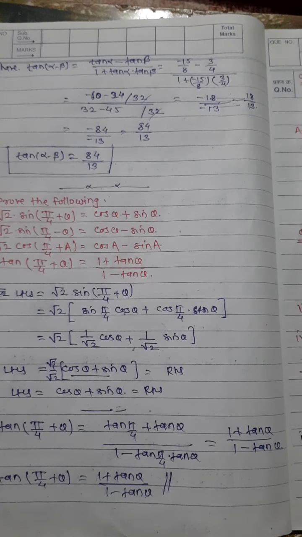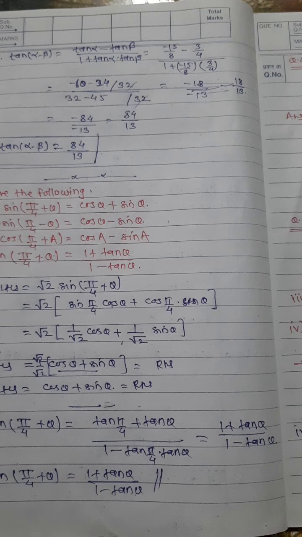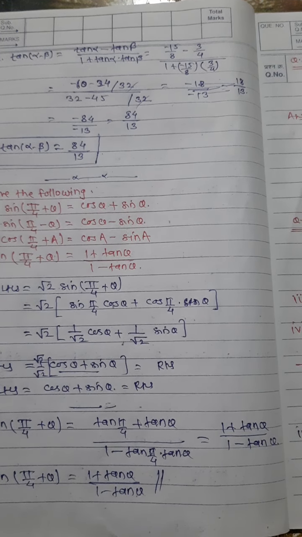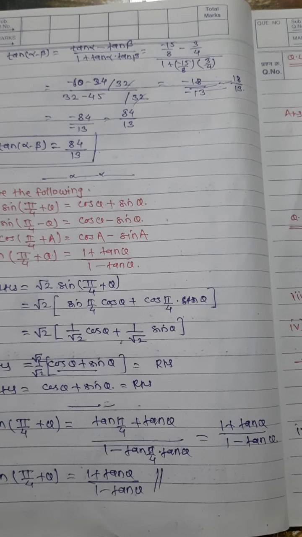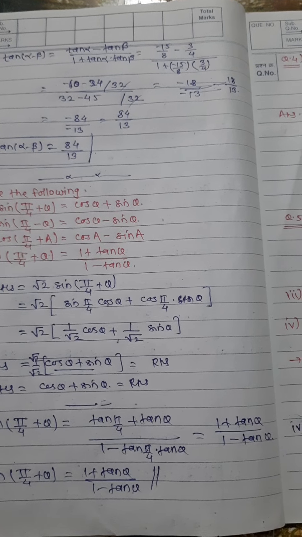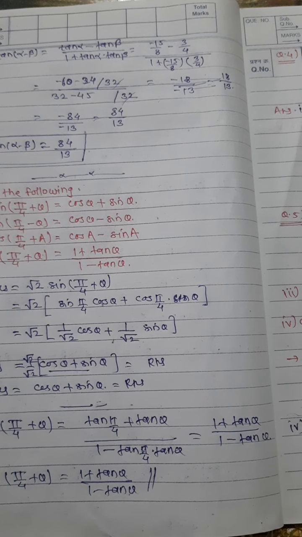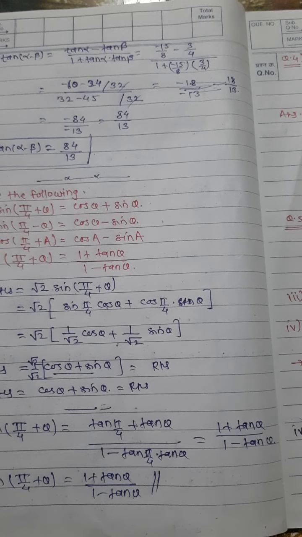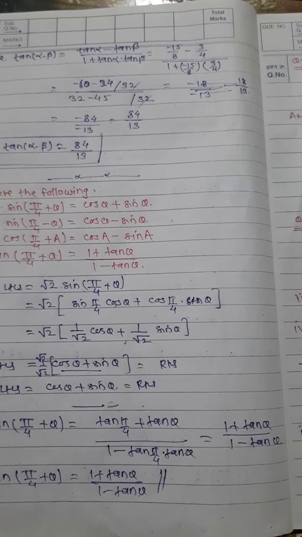So simplify this. We get here 60 minus 24 minus 60 minus 24, denominator will be 32, whole divided by 32 minus 45. By simplifying, the common denominator gets cancelled. The remaining answer is minus 84 upon 13, and minus minus gets cancelled, and therefore the required answer is 84 upon 13, and this is the value of tan of alpha minus beta.